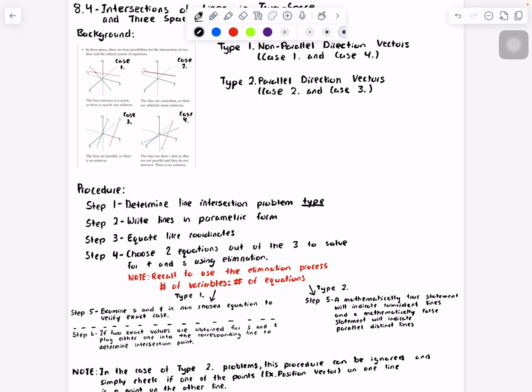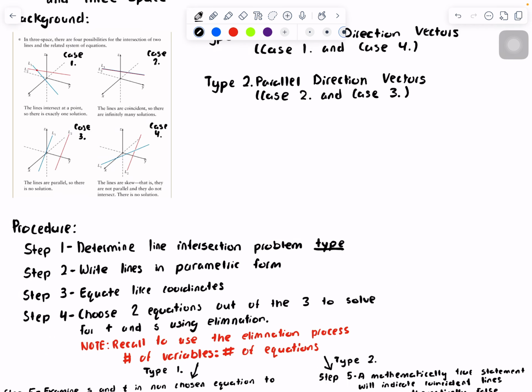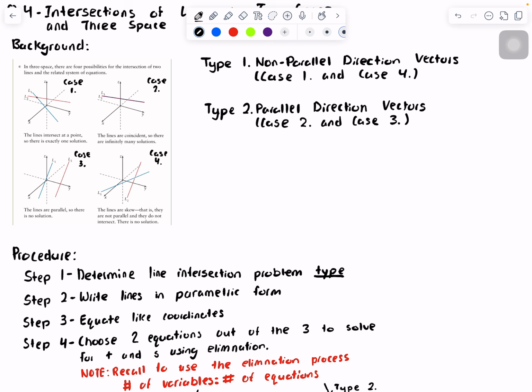So let's first understand the geometry of how two lines can look like in 3 dimensions. This is a really good illustration in the book. There's 4 possibilities for how 2 lines can look in 3 space. I labeled them in cases, so there's case 1, case 2, case 3, and case 4. In case 1, we have one intersection point. Case 2, the lines lie directly on top of each other. We call that coincident. In case 3, the lines are parallel, and there's no intersection.